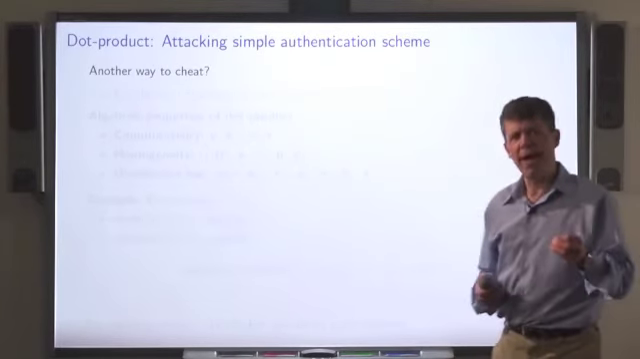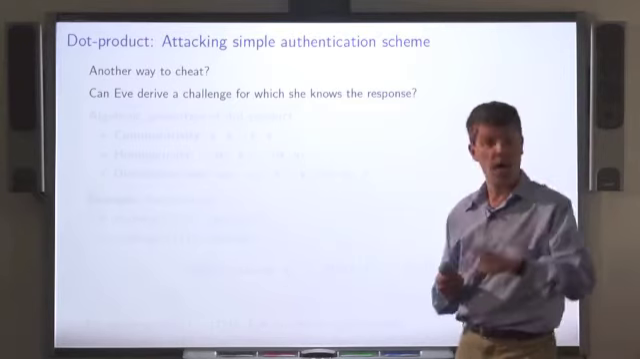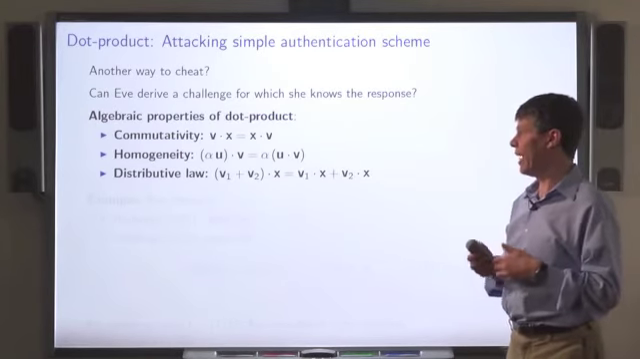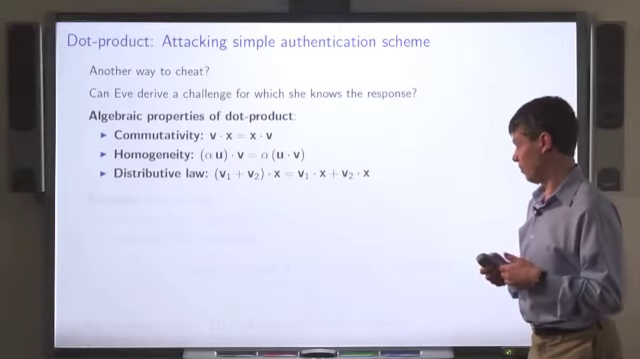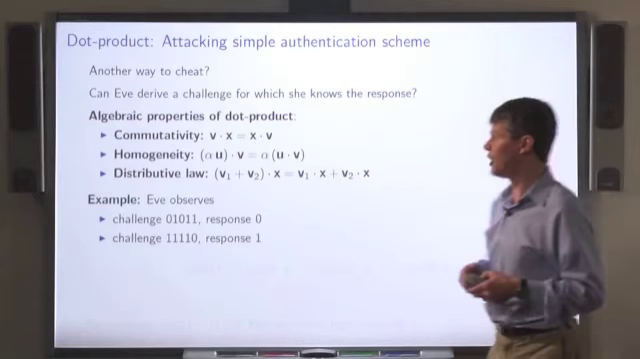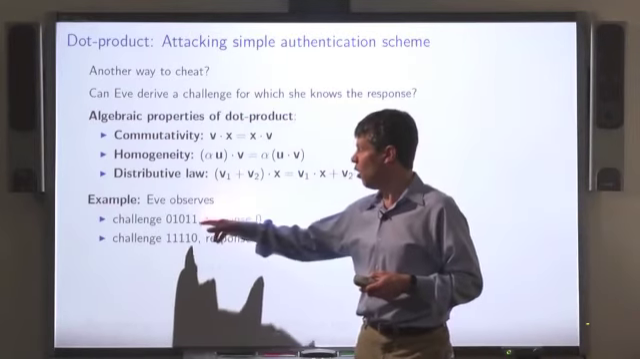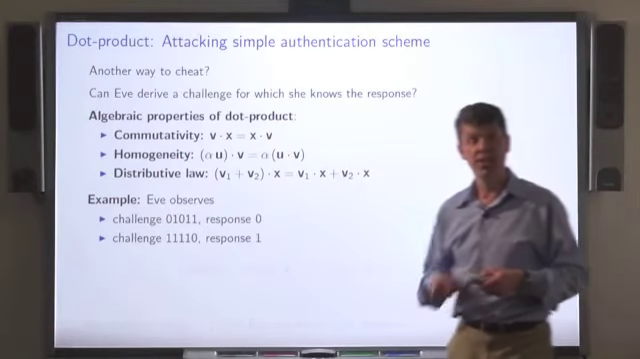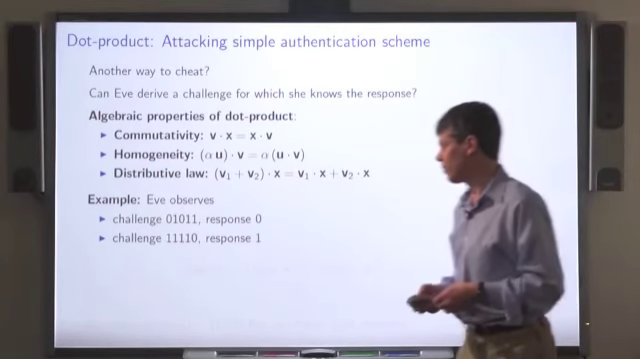There might be a way that Eve, even if she doesn't know the password, can figure out the answer to a challenge. So in order to explore that, we have to introduce a couple of algebraic properties of the dot product. So commutativity, homogeneity, and the distributive law. So let's say Eve observes two challenges, 01011 and 11110, and the responses that the human gives for those challenges.